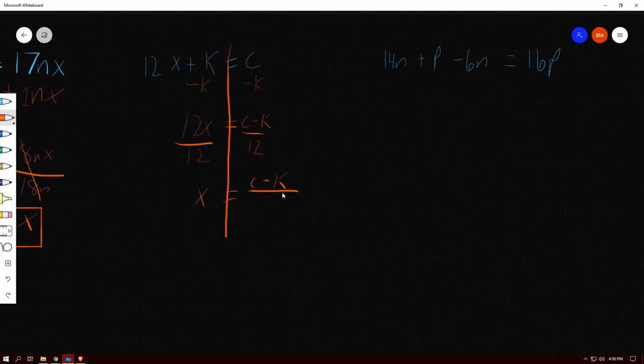I have to leave it as c minus k because they're not like terms. We don't know what they are. We have to leave them as is. And this is, again, my final answer, as ugly as it may be.